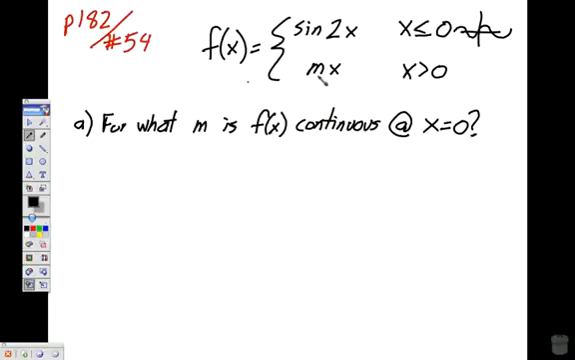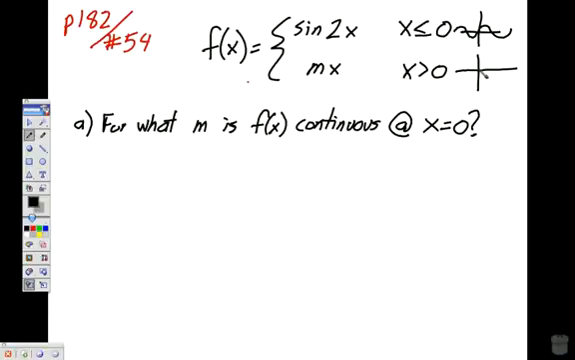What about this? M times x. Well, m is just a number. So maybe this is 1x, maybe it's 2x, maybe it's 5x. Maybe it's negative 3x or negative 1/4 x. No matter what it is, a constant times x, well, think mx plus b. That's just a slope of a line with a y-intercept of 0, because it's plus 0 over here.